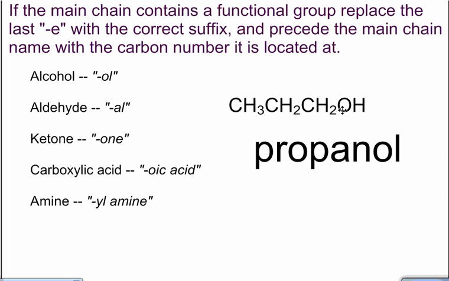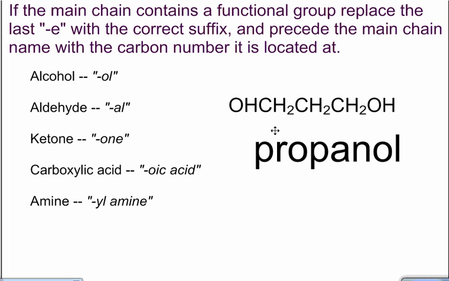And if you were to note the location of that, if it's anything other than 1, so for example, this hydroxyl group comes off on carbon 1, this is carbon 2, carbon 3, you do not have to say 1-propanol, but you could, and it would be just as right. However, if the hydroxyl group came off of carbon 2, you would say 2-propanol.